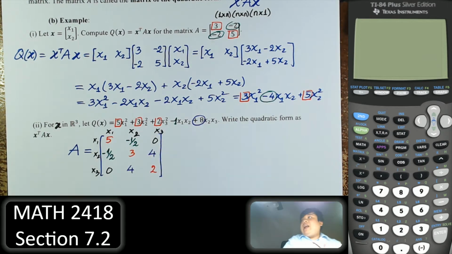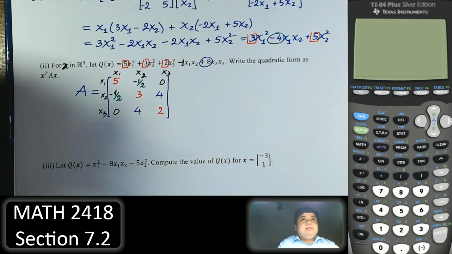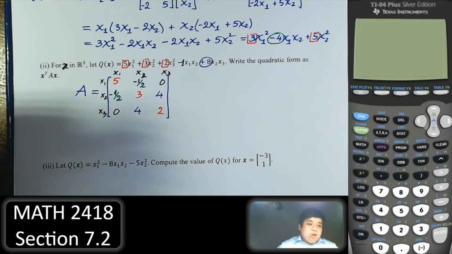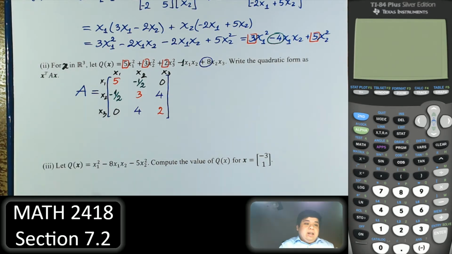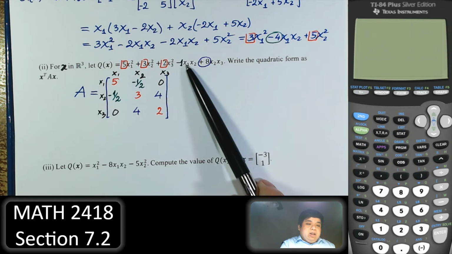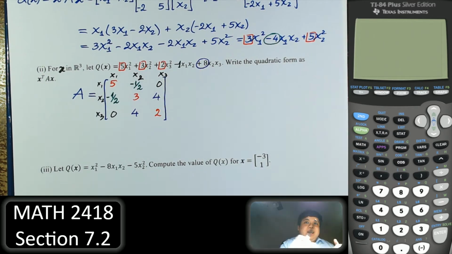So that's how we construct a symmetric matrix for a quadratic form. All the squares will be on the diagonal, and then all the mixed terms we just split in half and put across the diagonal.